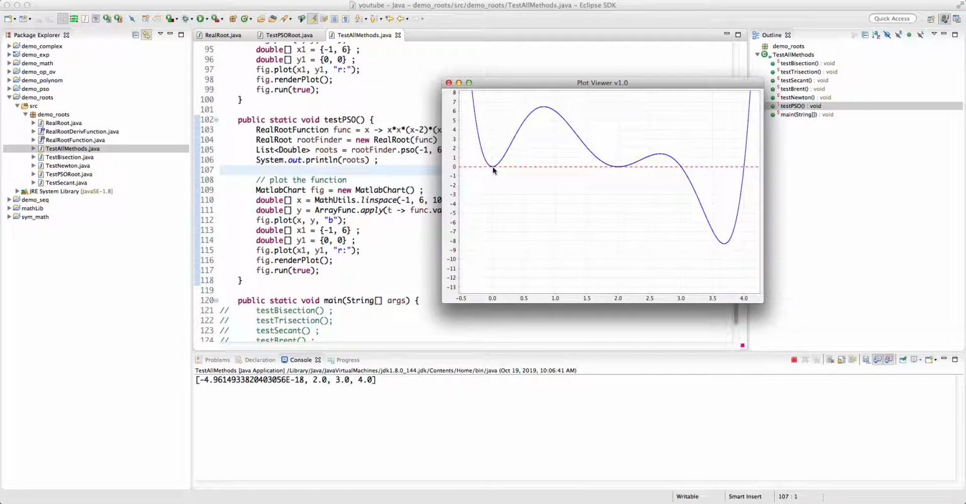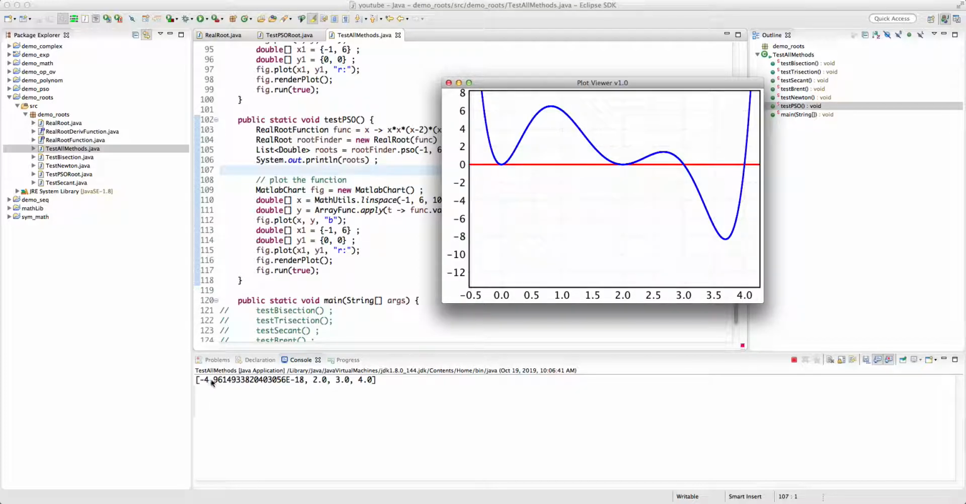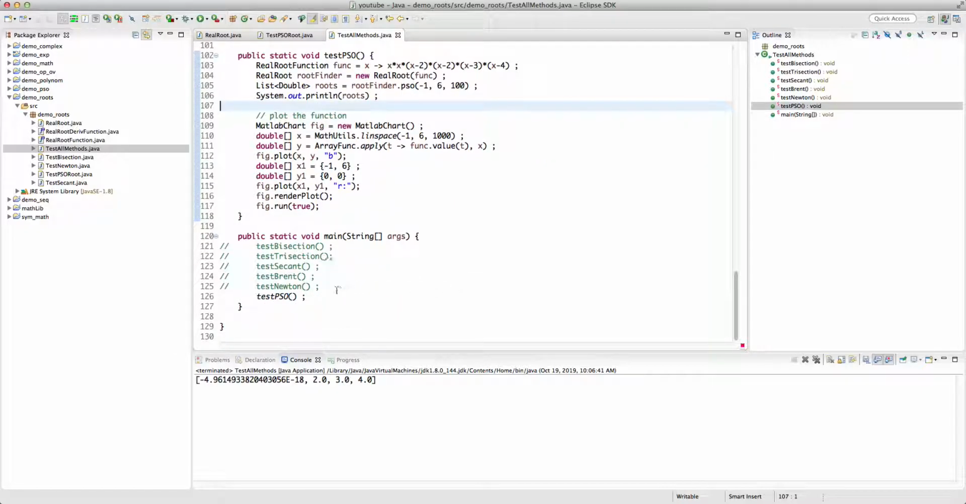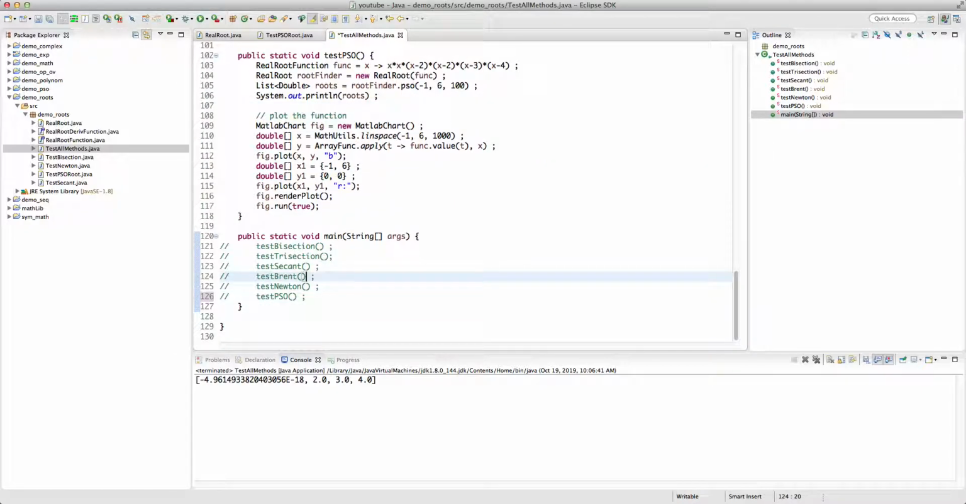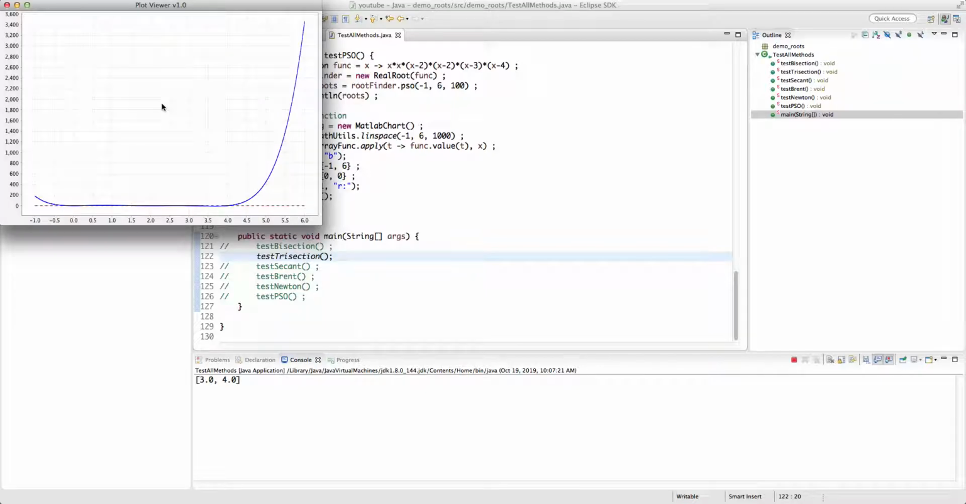All right, so let's see. We have 0, it's a tangent root, no problem for the PSO, -4.96 times 10 to the -18, so it's 0. And then we have one root here at 2, no problem, it's also a tangent root. We have one simple root at 3, no problem for PSO, and 4 again, so PSO has no problem finding these. And if we compare it with something like trisection, it's not able to find the tangent roots.